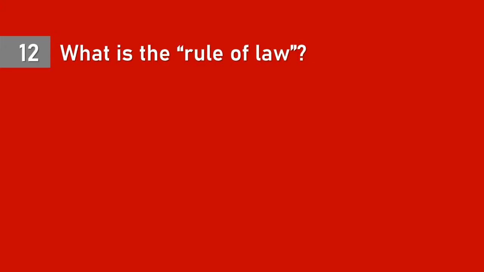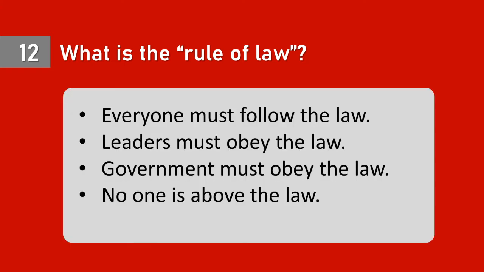Question 12. What is the rule of law? Everyone must follow the law. Leaders must obey the law. Government must obey the law. No one is above the law. Section B, System of Government.